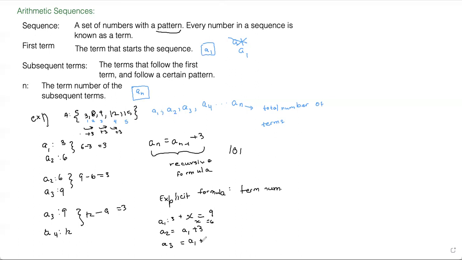So we can rewrite this as 6. But we also know that the term is increasing by 3. So we can rewrite 6 as 2 times 3, right? So let's rewrite this as A1 plus 2 times 3. And we can rewrite the first equation as A1 plus 1 times 3.